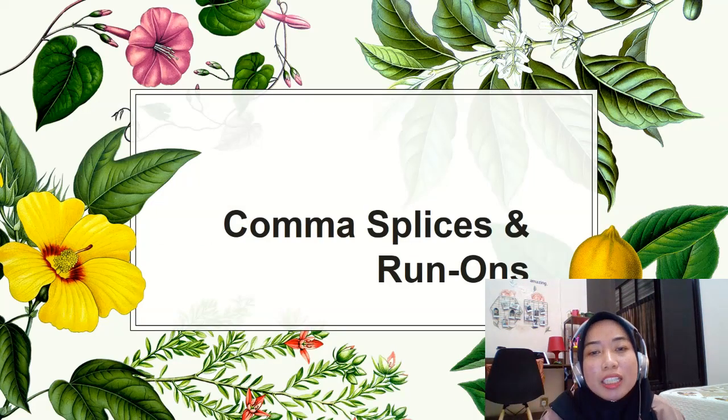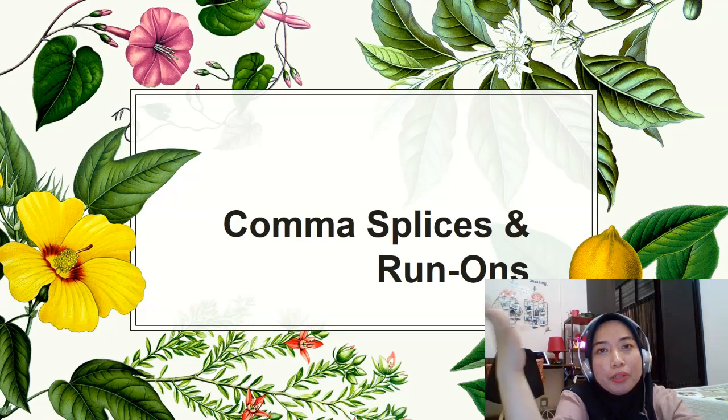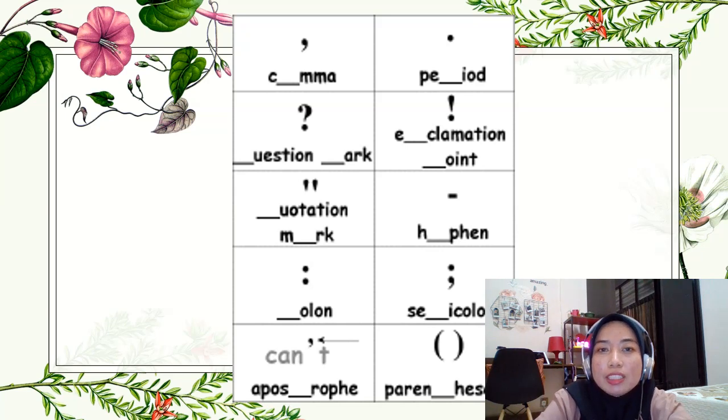Now we shall be talking about comma splices and also run-ons. Run-ons and comma splices are always linked to each other. If you can understand comma splices, more often you can understand run-ons as well, because they are interrelated. So first of all, can you please stop and pause this video? Try to answer these punctuation marks. Okay, try to do this.